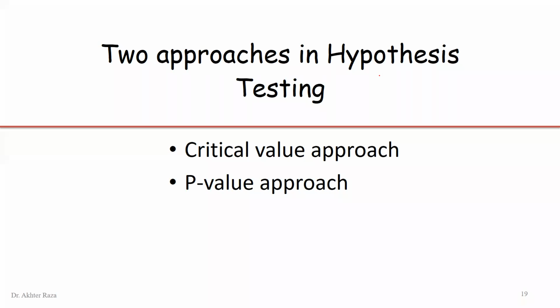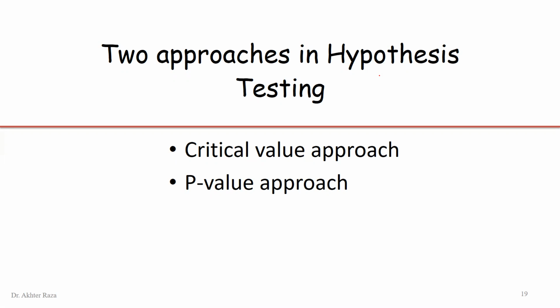In hypothesis testing, two approaches are used. One is called the critical value approach, which is the basic approach, and the p-value approach is an extended approach. The p-value approach is generally used whenever we are working with software. SPSS will provide us the p-value of the given problem.